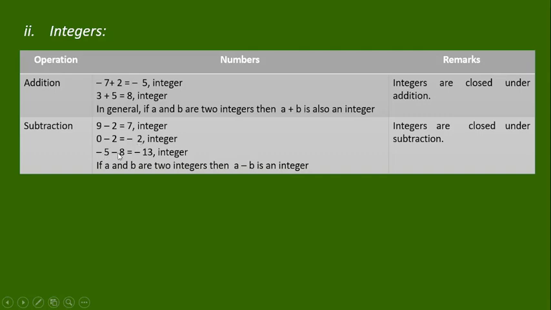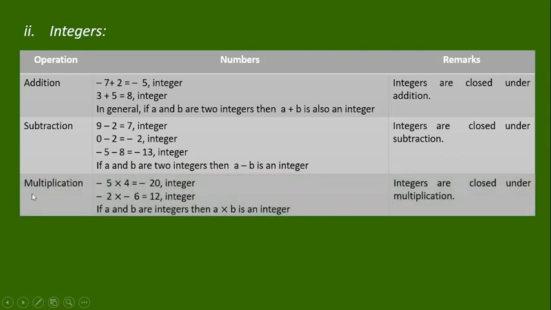Minus 5 minus 8 is equal to minus 13. Again it's an integer. So whatever integers we take, if we subtract one integer from another integer, we will always get an integer. So integers are closed under subtraction.